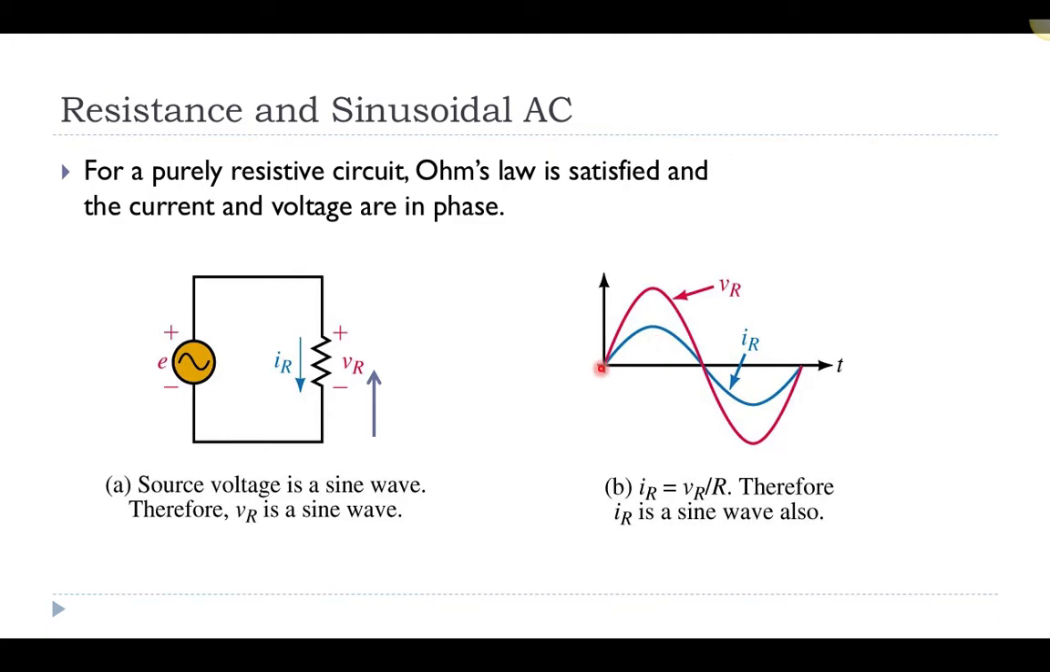V equals IR. R is just a measure of how much that component resists the flow of electricity in the circuit. It doesn't do anything special like an inductor and a capacitor do in a circuit, specifically when we're looking at transients in a circuit. So Ohm's law is going to be satisfied.